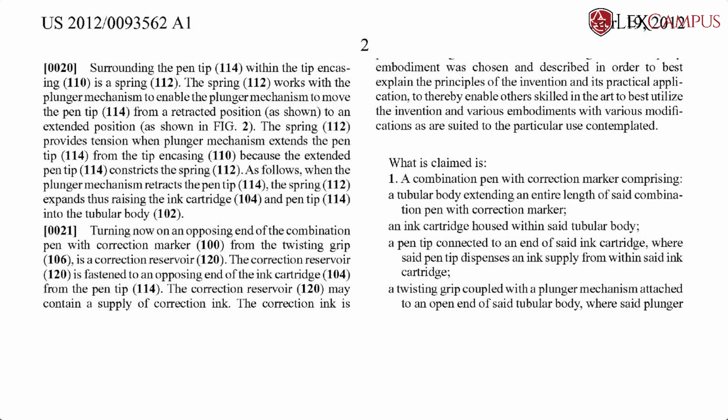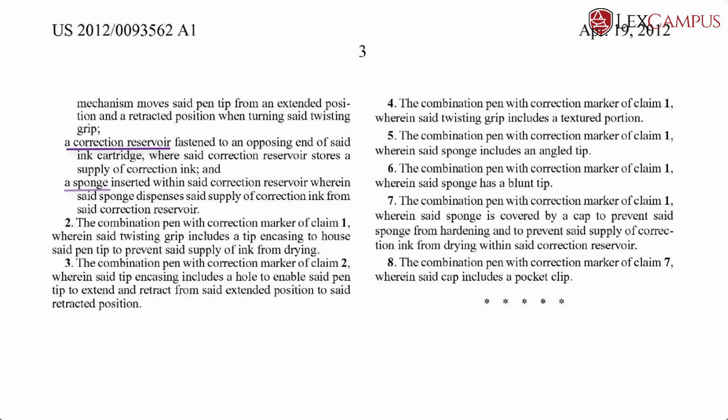So, we understand that this is not a combination which is just a list of things. Had it been a list, then you would find a combination pen and a correction marker comprising a tubular body, an ink cartridge, a pen tip, a twisting grip, a correction reservoir and a sponge. Then it would just be a list of things. But here the list is there nevertheless, but the various parts are also connected.